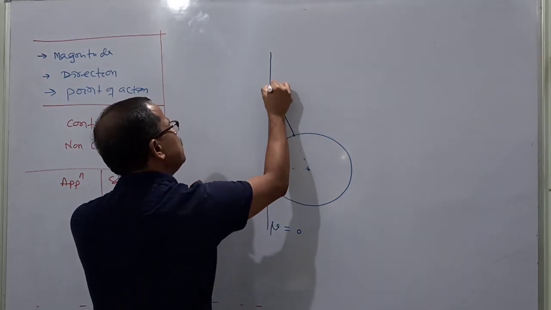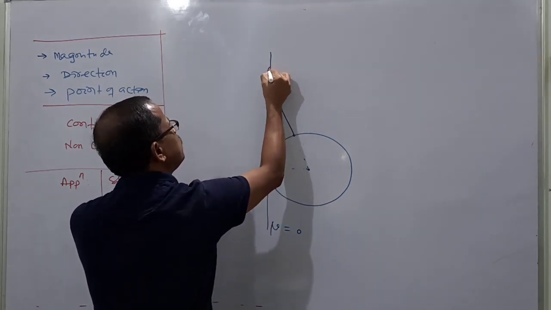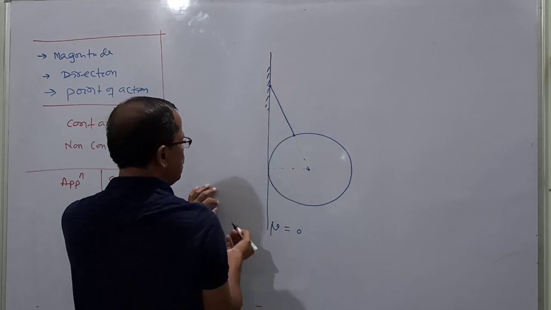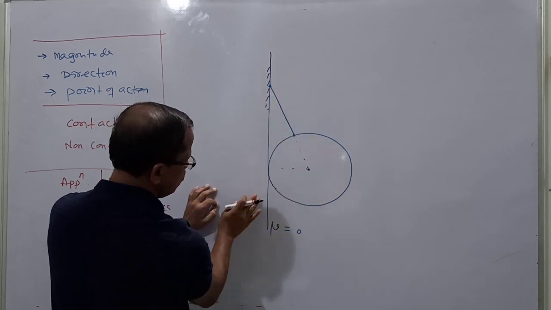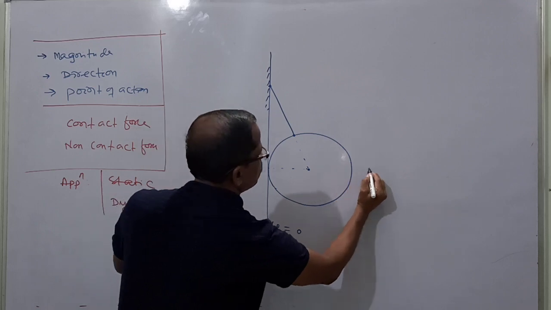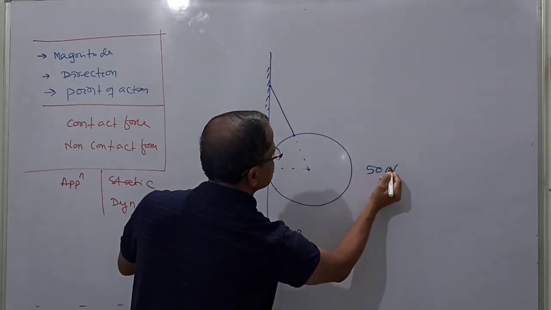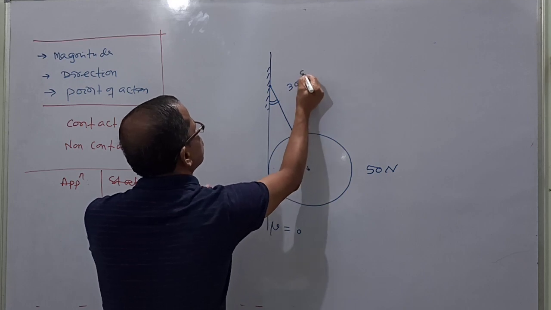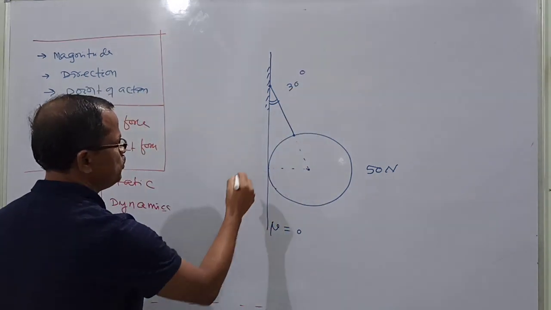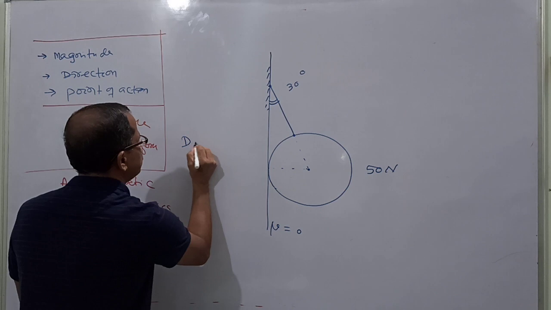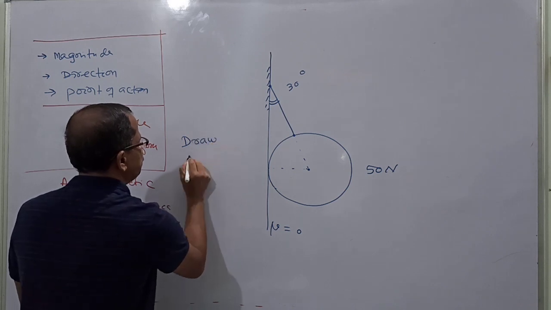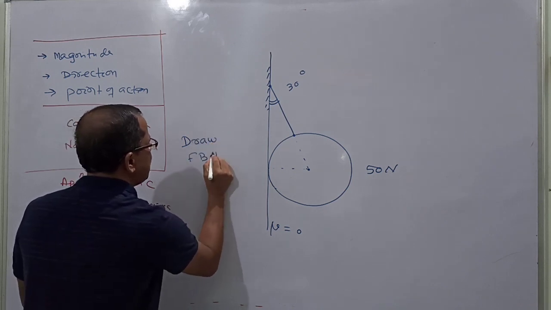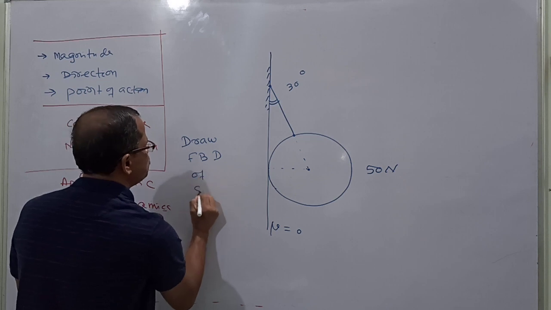Now this is the wall. Now the sphere is resting against it, and the wall has no friction. The weight of the body is given as 50 Newton, and this angle is given as 30 degree. Draw the free body diagram of this sphere. The question is: draw the free body diagram of the sphere.